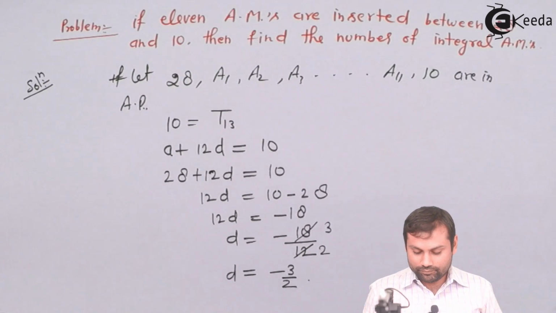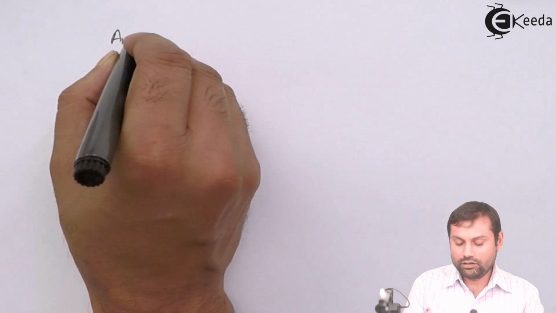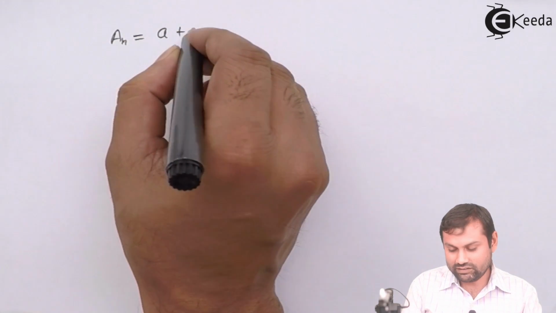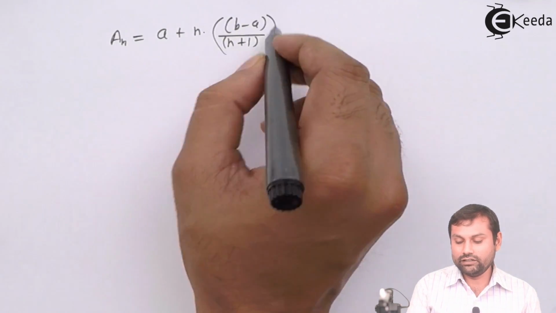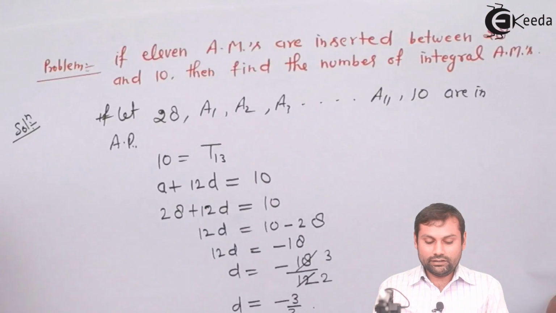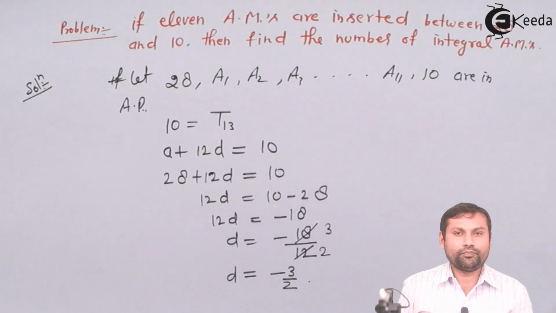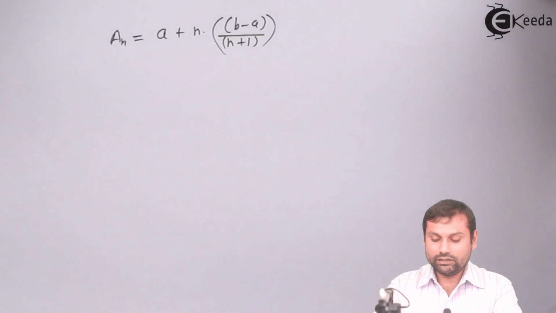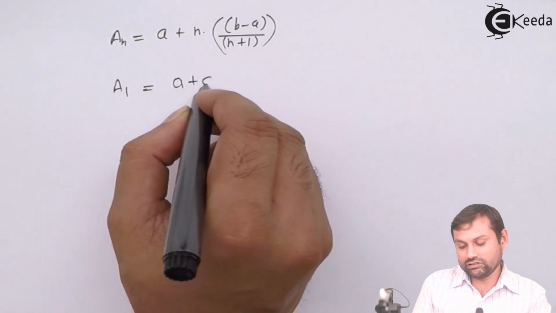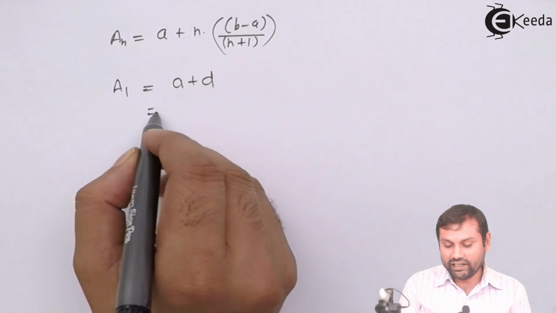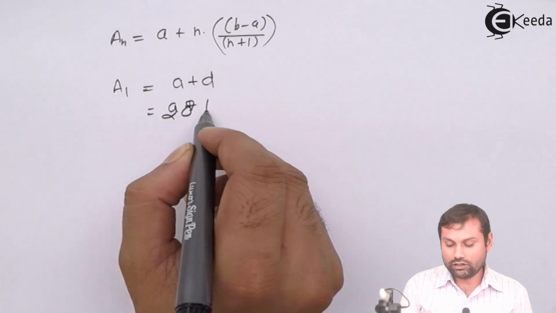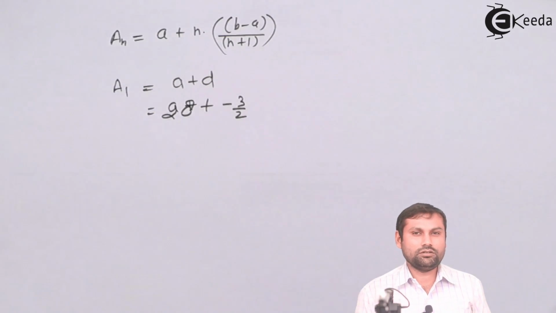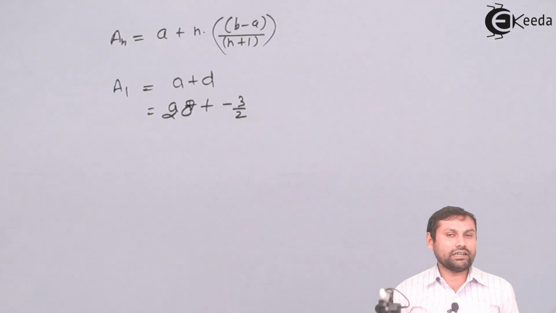While we are writing the formula of an equals a plus n times (b minus a) upon (n plus 1), this is the d. But here in your case d has a number in the denominator, that is 2. If we write a1 equals a plus d, definitely a is an integer, that is 28, and d is 3 by 2, which is not a whole number, or we can say not an integer.